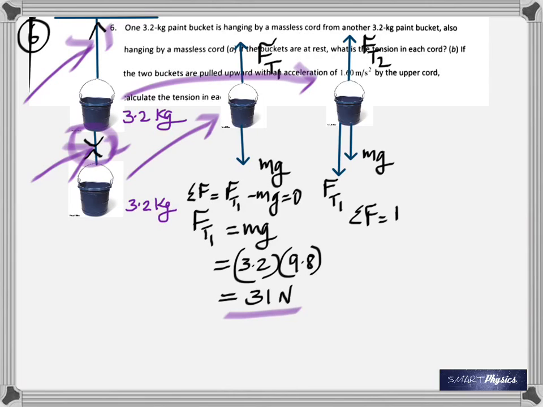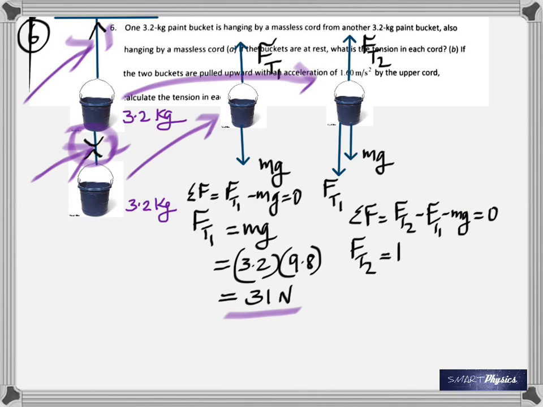Yeah, I think I looked at significant figures. So 31 newtons. And then the second one, net force is FT2 minus FT1 minus mg. Why? Because FT2 is up, the other two are down. Therefore, FT2 is positive, the other two are negative. Either way, you could have taken it backwards, it's okay. If you had taken these two positive, this negative, it wouldn't change the answer.